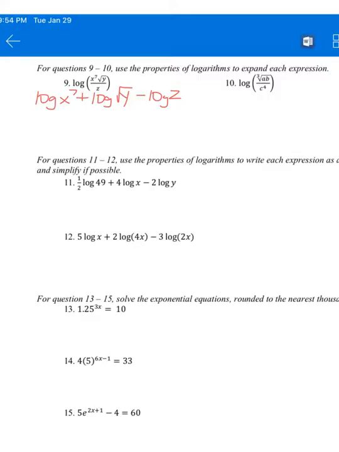And now the only thing left to do is if you have any exponents, those exponents go out to the front. This is the property that we've been dealing with the most. So log of x to the 7th, that can be rewritten as 7 log x. Log square root of y. Square root is really an exponent of 1/2. So this is plus 1/2 log y. And then minus log z is boring. There's nothing for you to do over there. Okay, and that's my answer for number 9.